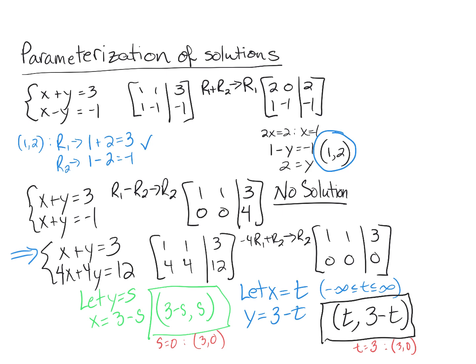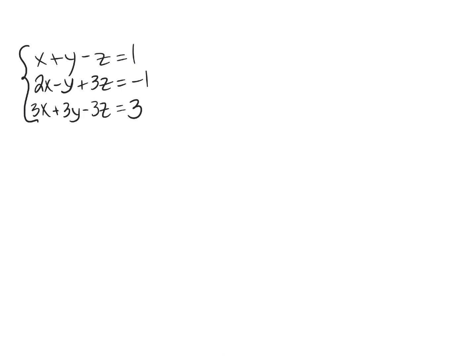And that's what parameterization is all about. In this example, we have 3 equations with 3 unknowns. Usually you're going to get a unique solution, but I've set this problem up where you can see that if I multiply this row by 3, I get this row. So these are actually the same plane.